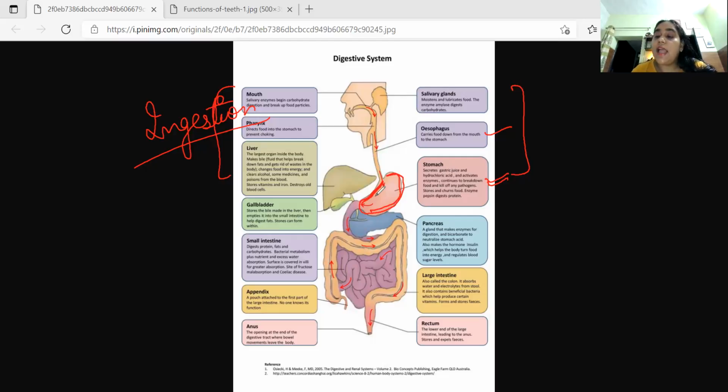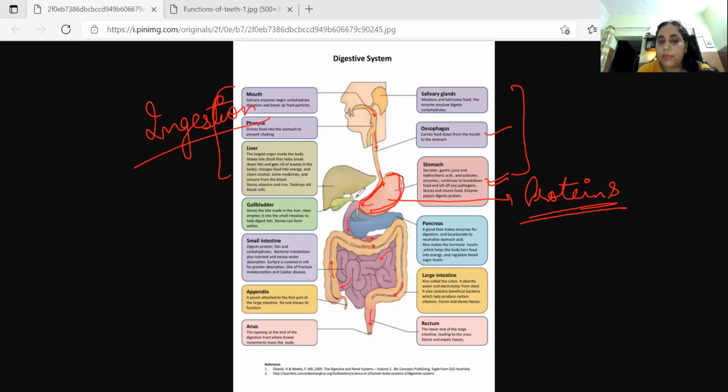These activate the enzymes, right? Then they kill the bacteria, if any bacteria is there in your food. Then it stores and churns down the food. And the main thing that happens over here is that the proteins are digested. Proteins are broken down.